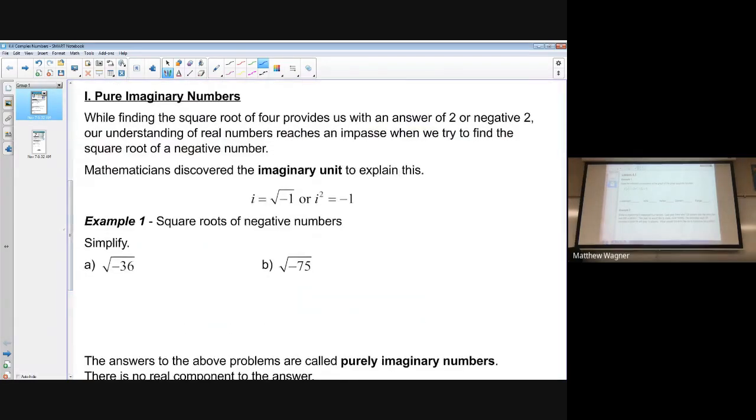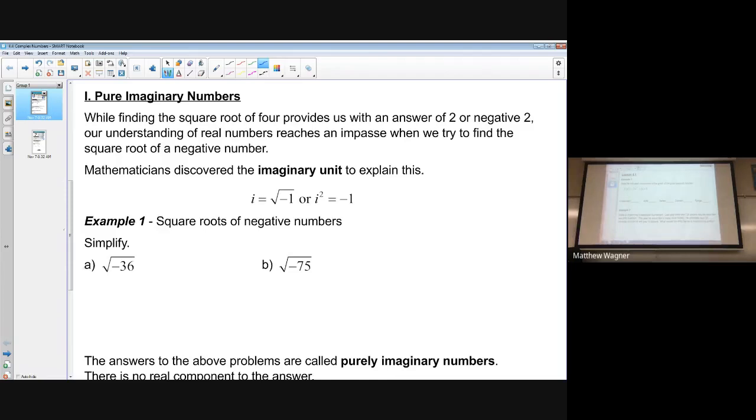So first things first, the answer to that is just not a real number, okay? The answer does exist. It's just part of what's known as the imaginary set of numbers.